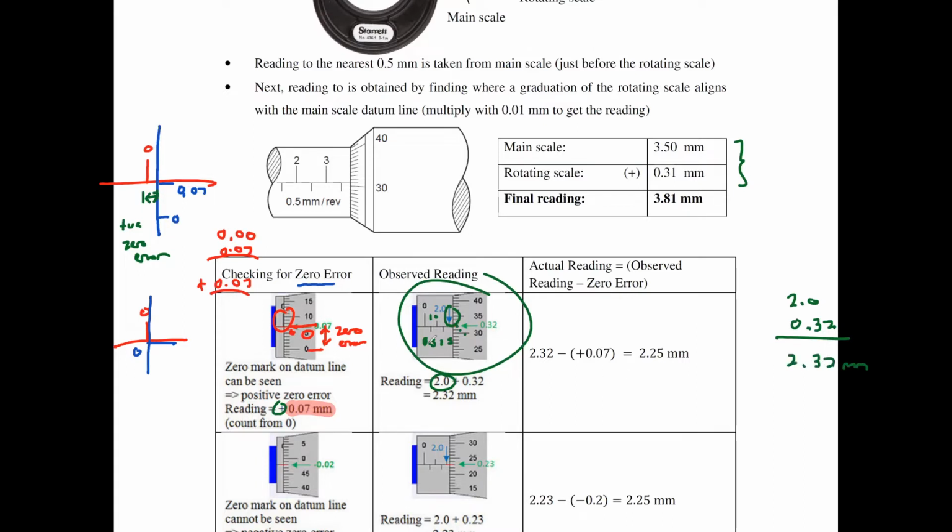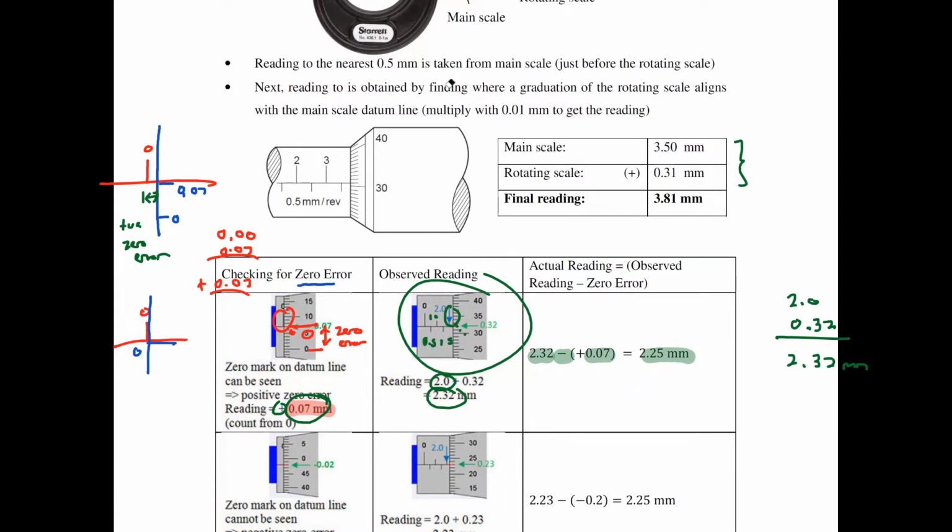Now this is your current observed reading. If you want to correct for your reading, you want to correct for zero error, you take this reading minus off your zero error, giving you this. This would be your true measurement. Can the zero error be negative? Yes, zero error can be negative.